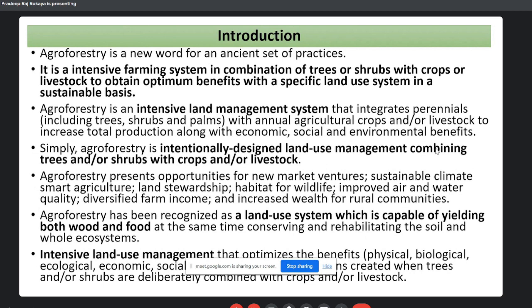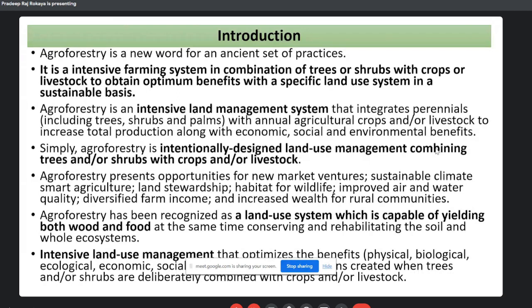It is an intensive farming system combining trees or shrubs with crops or livestock. It is a combination of farming. It is nothing but a farming system, one kind of intensive farming system. Note the word intensive, do not avoid it. Intensive is a very dynamic word.